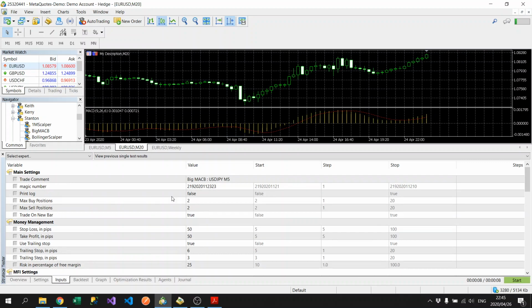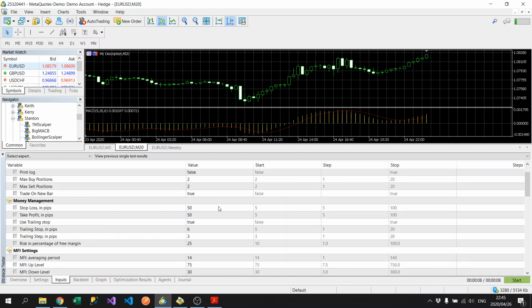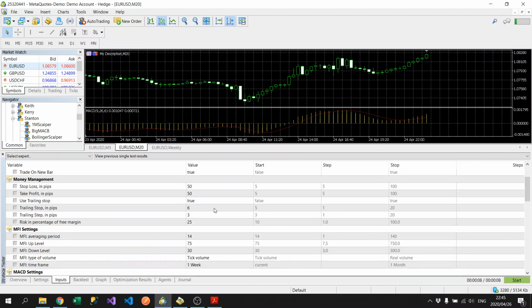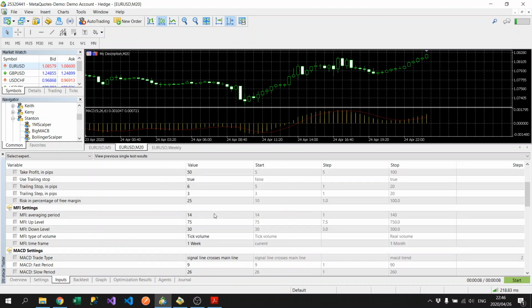We have our main settings, which are the same as all my other algos. We've got the number of buy positions you wish to enter, the number of sell positions per trade. It's got your trade comment, your magic number, and the same money management settings: stop loss, take profit, whether you want to use a trailing stop or not, your trailing stop and your trailing step, and then your risk in percentage of free margin.